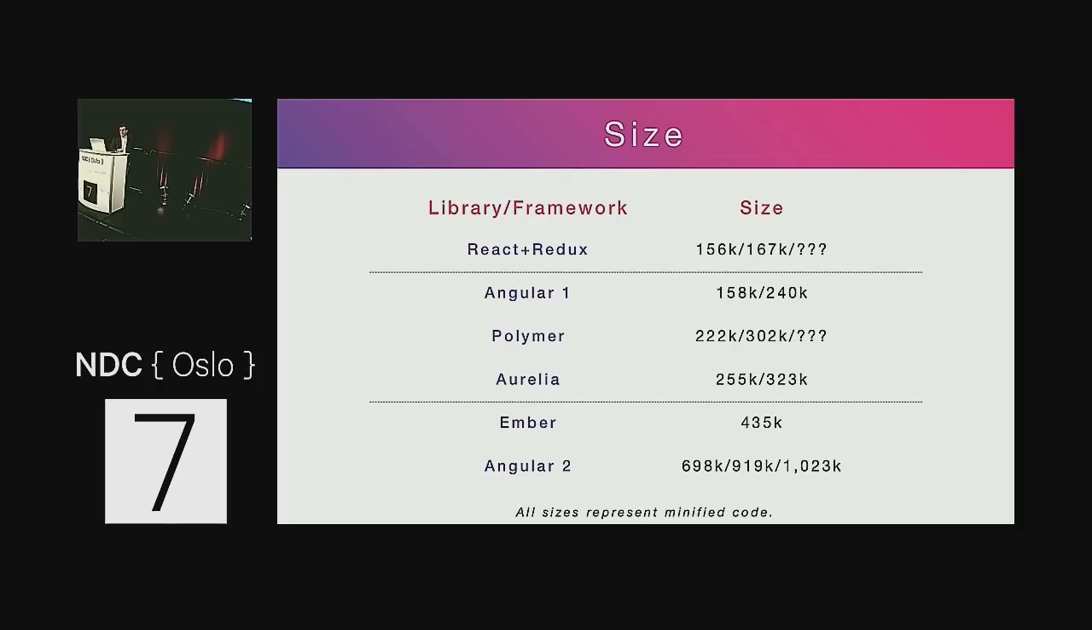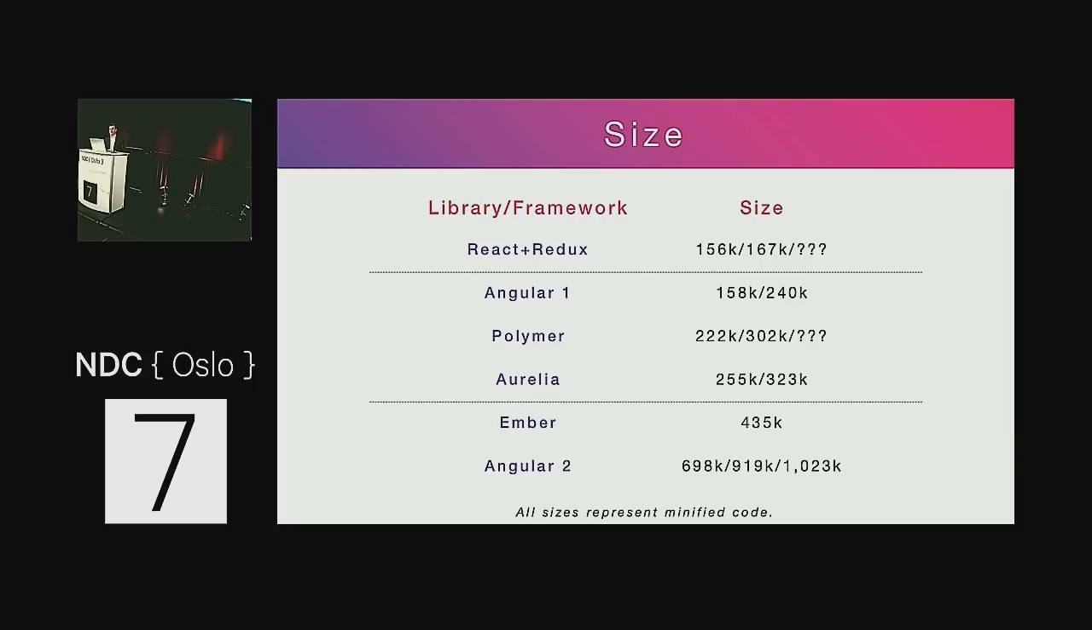When we move up to Aurelia, we're slightly larger. 255K is the minimal size, and then 323K is the framework plus the normal standard plugin. So that includes a router, that includes animation, and that includes an HTTP client. Moving out of that mid zone, we start to get into things that are definitely a bit larger. Ember has done a lot of work to bring their size down, but they're still a good chunk larger than the next kind of size down.